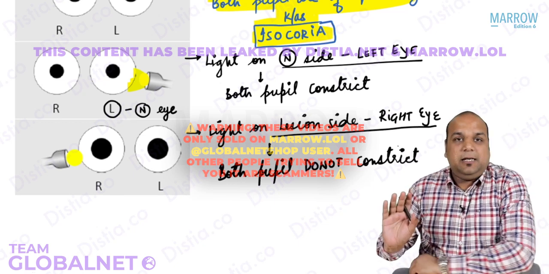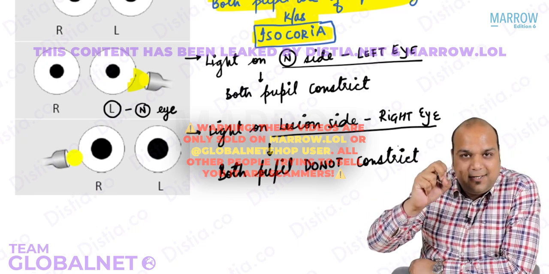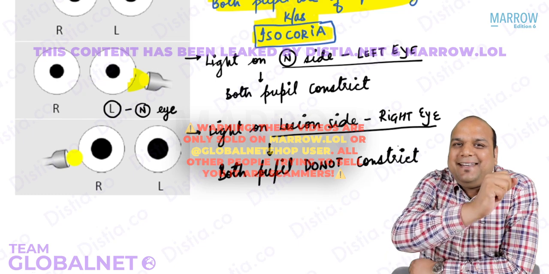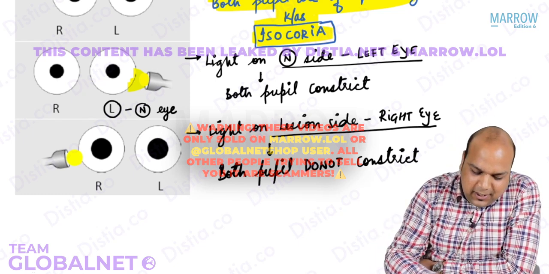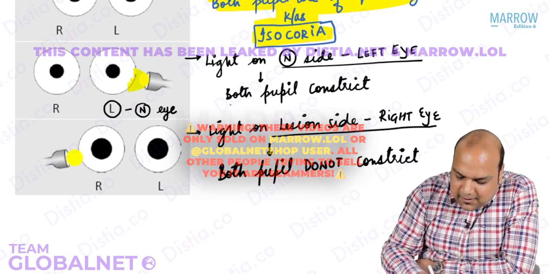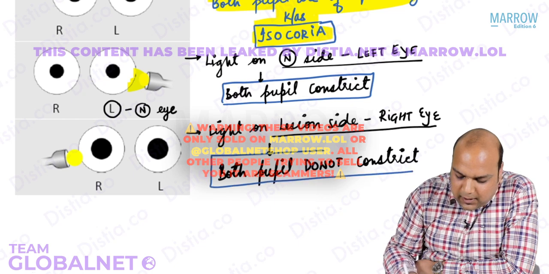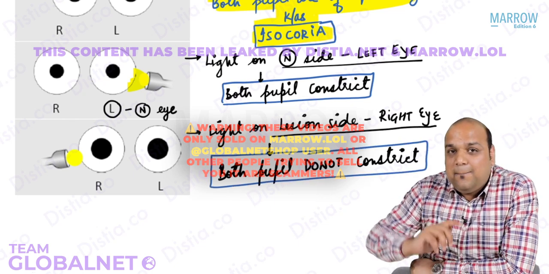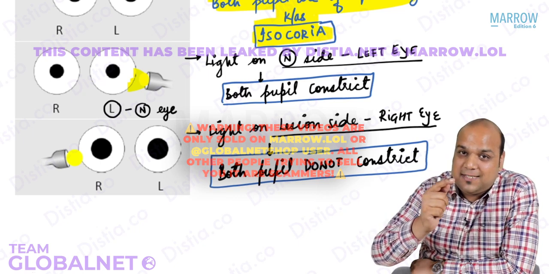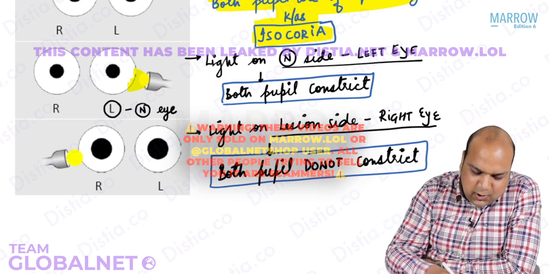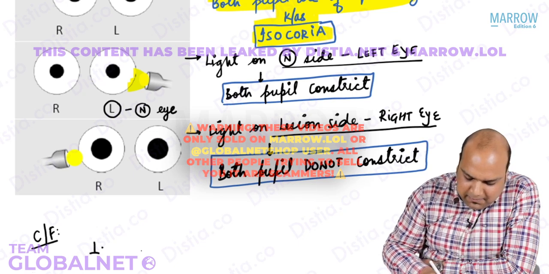Am I making myself very clear here? Yes. So it is as simple as when you throw light on the normal eye, both pupils constrict. When you throw light on the lesion side, both pupils do not constrict. If we note, everybody, whether both pupils constrict or both pupils do not constrict, both the pupils always act together in unison. They are always of the same size. So if you ask me, sir, what are the clinical features of AAPD?